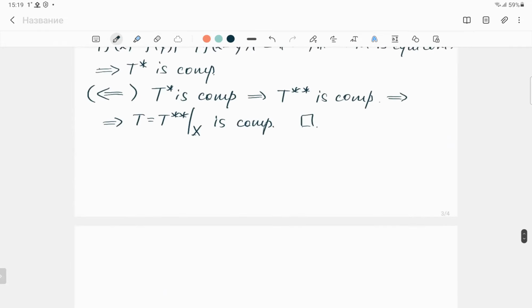Okay, let's now look at some corollaries of this result. First of all, corollary 1. If X is a Banach space, then K of X, the set of all compact operators from X to itself, is a closed two-sided ideal of B of X.